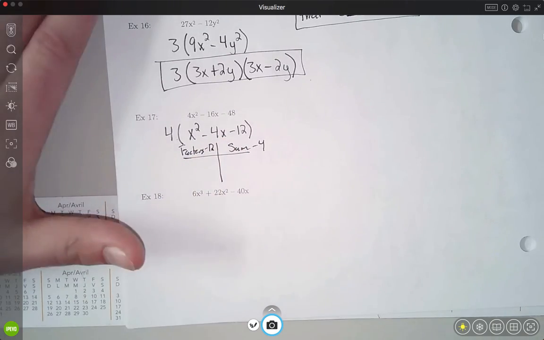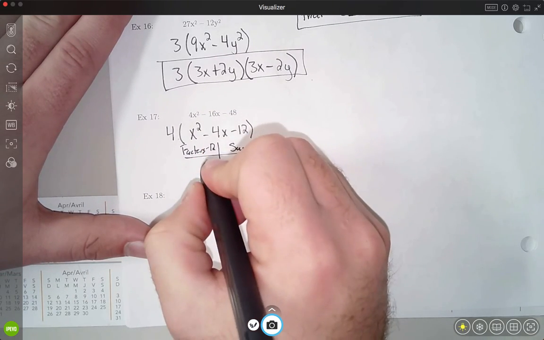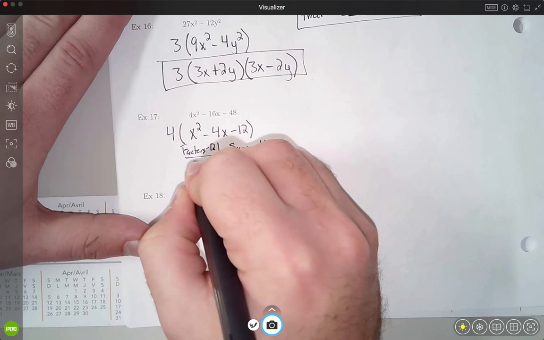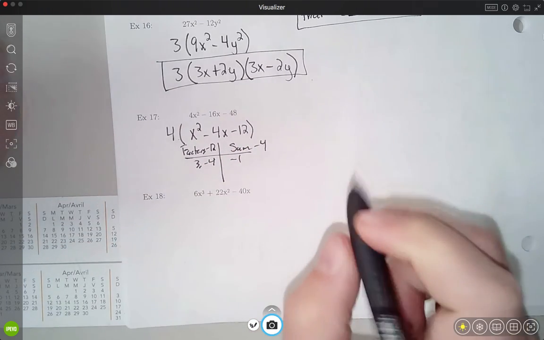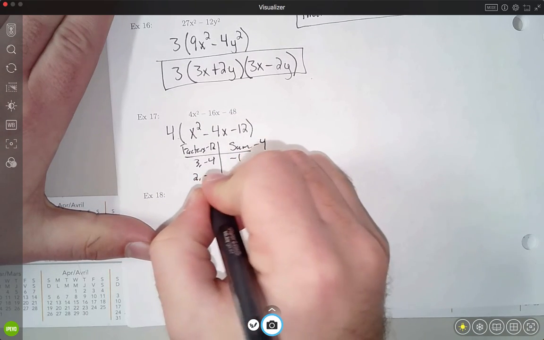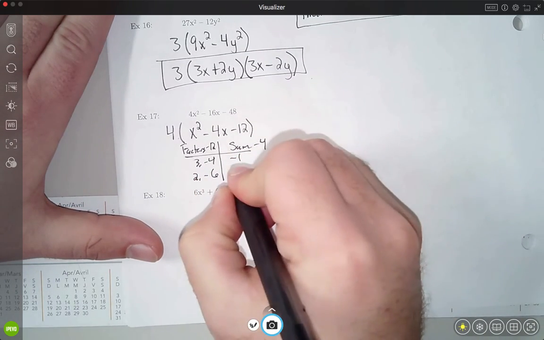So 12, let's try here. I could do 3 and 4, so we'll do 3 and a negative 4. If I add those together, it gives me negative 1. That one didn't work. Maybe 2 and 6. So I have 2 and negative 6. 2 plus a negative 6 is a negative 4. So that is the one that I want.